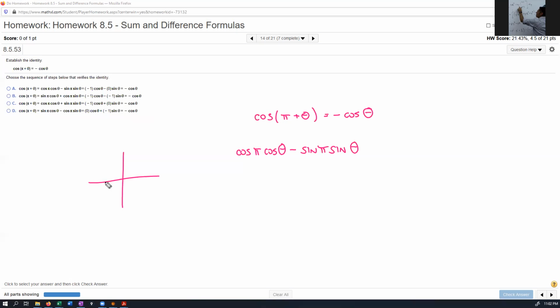And then at pi, that's here, we've got the point (-1, 0). So cosine is the x-coordinate, that's -1 times cosine theta. And then minus sine of pi is 0 times sine theta, exactly like the previous problem. This goes away, this goes to this. All right.